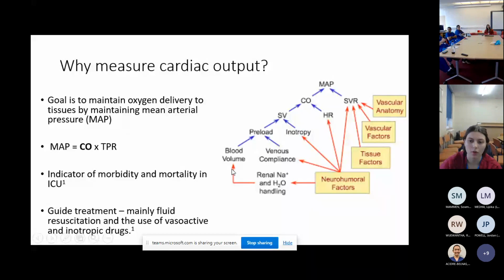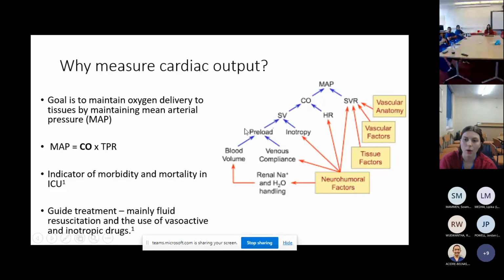So if we take an example of a patient in septic shock and look at this diagram on this slide here, a patient with septic shock is going to have widespread peripheral vasodilation, so a reduction in the systemic vascular resistance, which might contribute to reduced MAP. But they also might have a reduced blood volume, so they might be a bit dehydrated. And we also know that septic shock can affect the inotropy of the heart, so they might have reduced myocardial contractility as well. And this would reduce their stroke volume and in turn reduce the cardiac output.